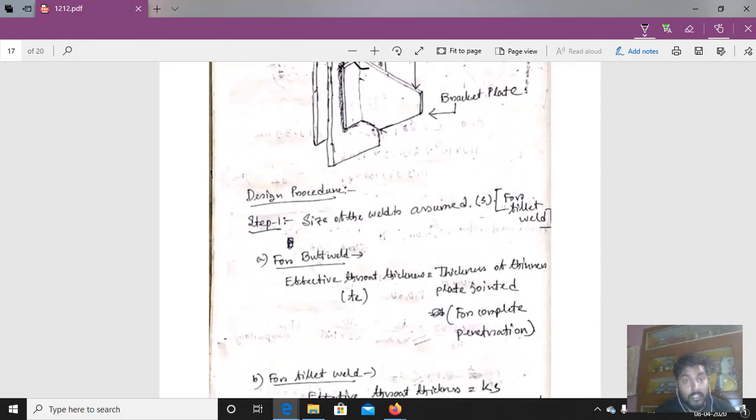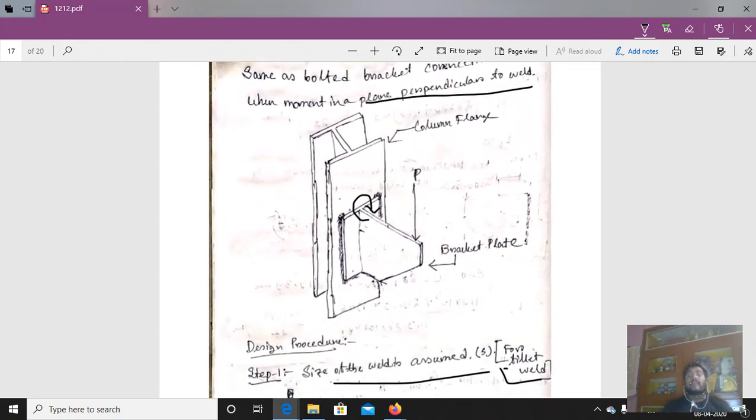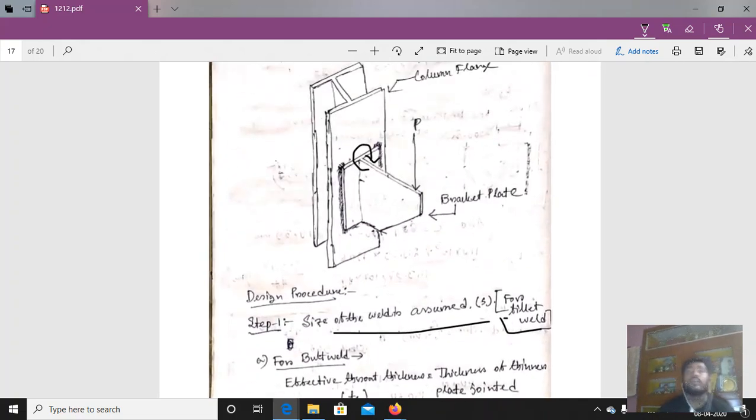So, design procedure. First, the size of the weld is assumed to be S for a fillet weld. For a fillet weld, the size of the weld is assumed. In the case of bracket connection type 2, the connection may be either a groove weld or a fillet weld. The connection can be determined for both groove weld and fillet weld.